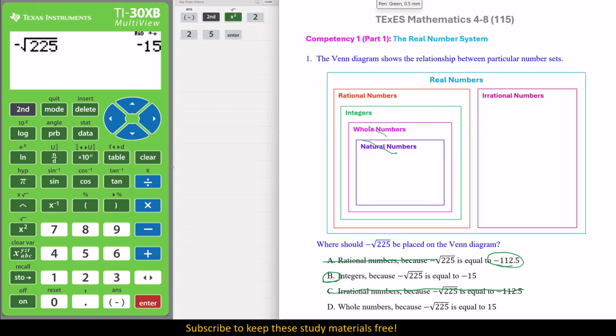Okay, now let's look at D. D says it's a whole number. Well, this is an incorrect calculation, so that violates the calculation and it excludes this negative that was out in front of the square root of 225. So that is verified. B is our option.